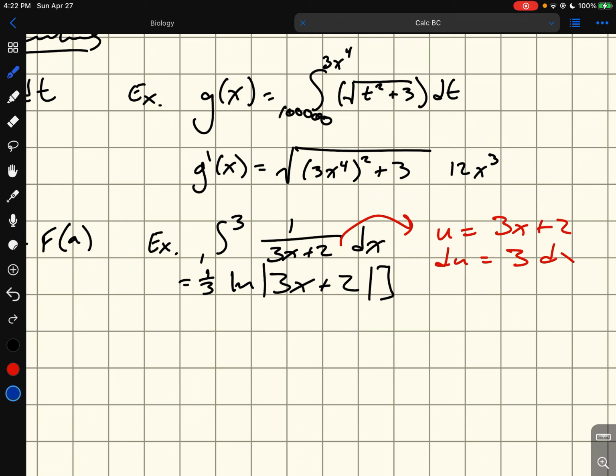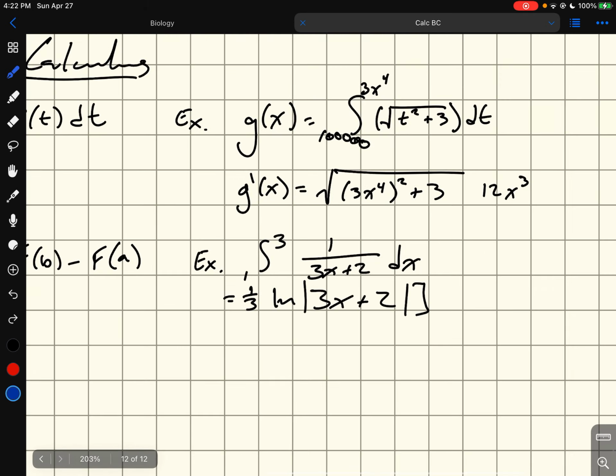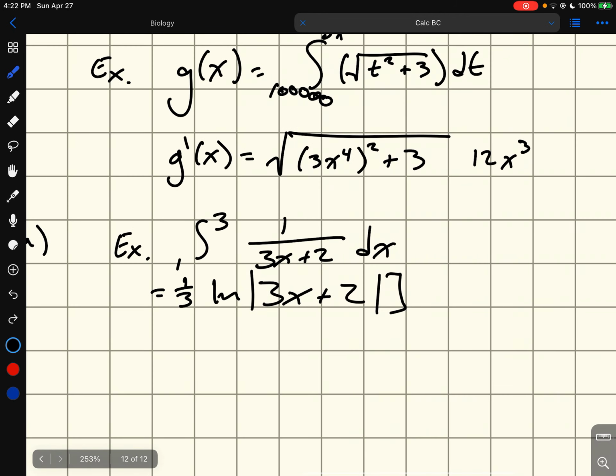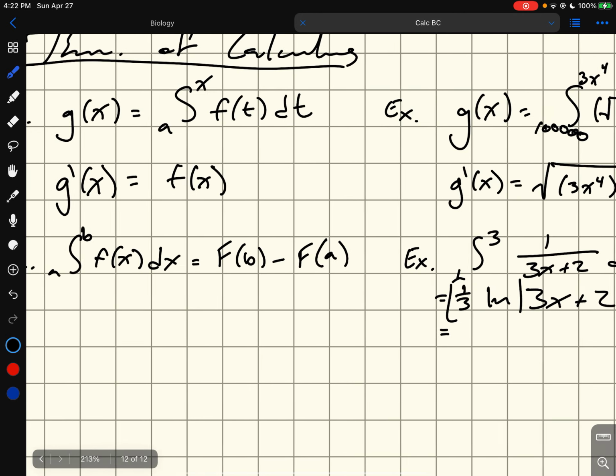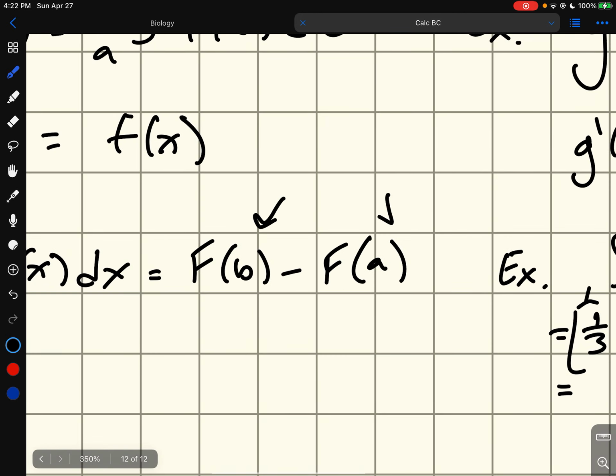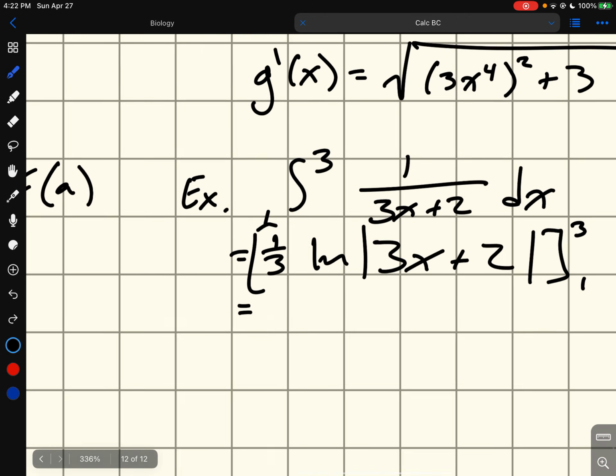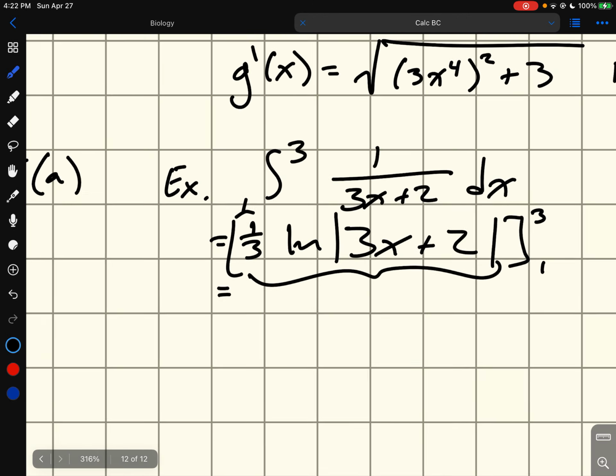And remember, when you integrate 1 over u, you get natural log of absolute value of u. So this is u, and here are our absolute value signs. So that is the antiderivative. And then here's your notation with your brackets from 1 to 3. Remember, put them in brackets. And now we're doing that part where we plug in the b and then we plug in the a into the antiderivative.